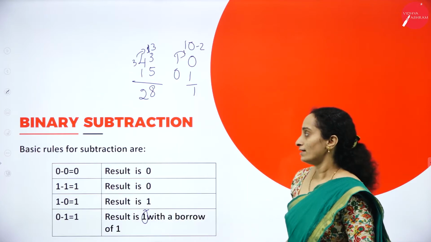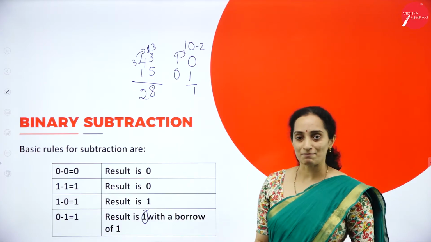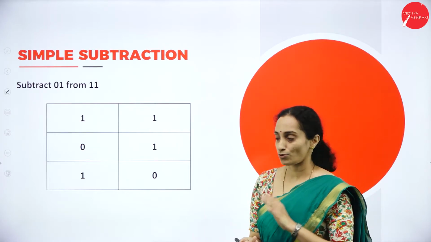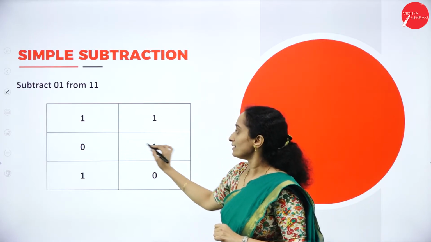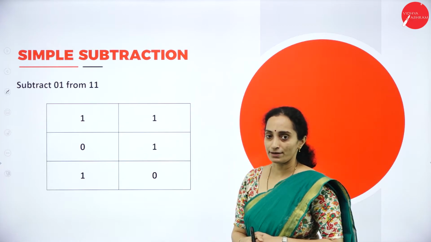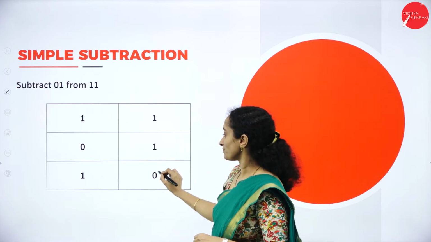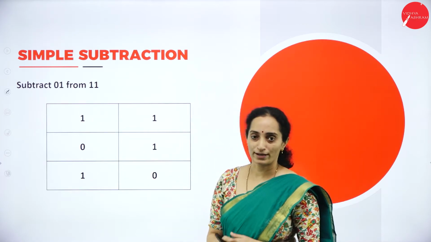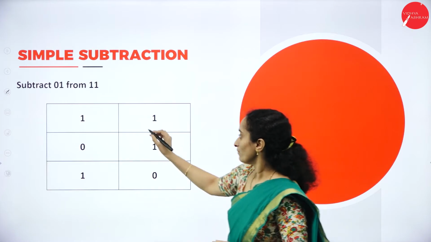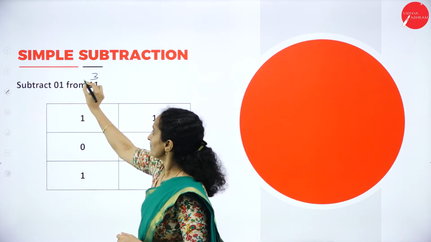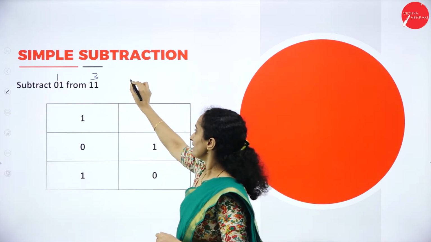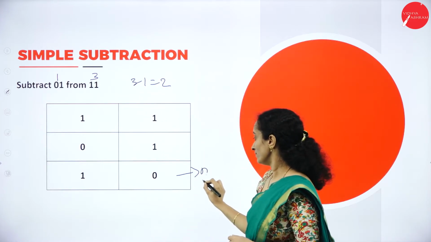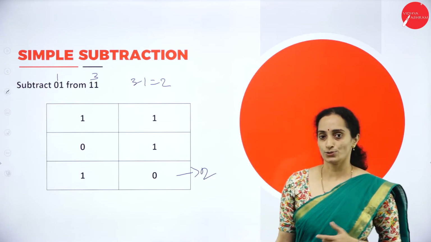Okay. Now, shall we look at an example? We have a simple subtraction with no borrow. Subtract 0, 1 from 1, 1. It will become 1 minus 1 is 0. 1 minus 0 is 1. Simple subtraction. 1, 1 is 3. 0, 1 is 1. 3 minus 1 equals 2. So, 1, 0 represents 2. Okay.